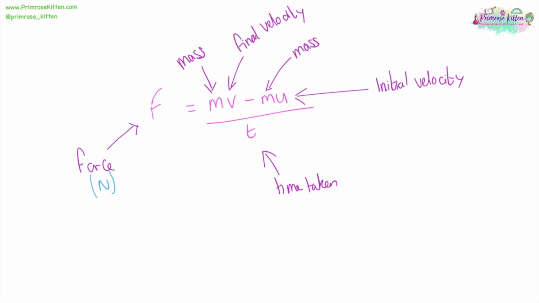We can say that force is equal to mass times final velocity minus mass times initial velocity, over time taken. Where force is measured in newtons, mass is measured in kilograms, final velocity in meters per second, mass again in kilograms, initial velocity in meters per second, and time taken in seconds.